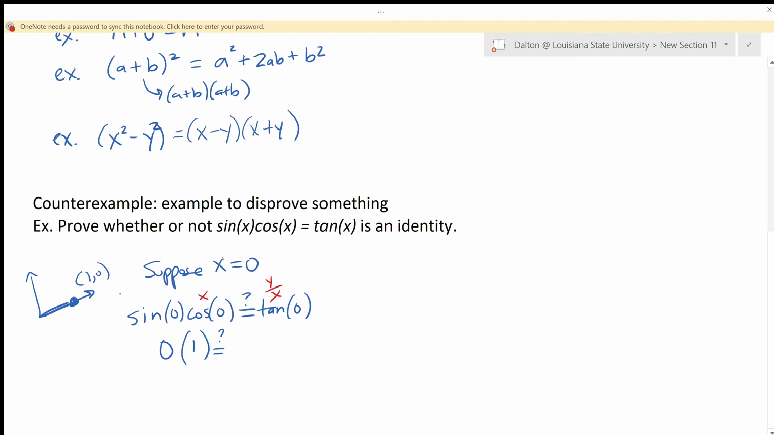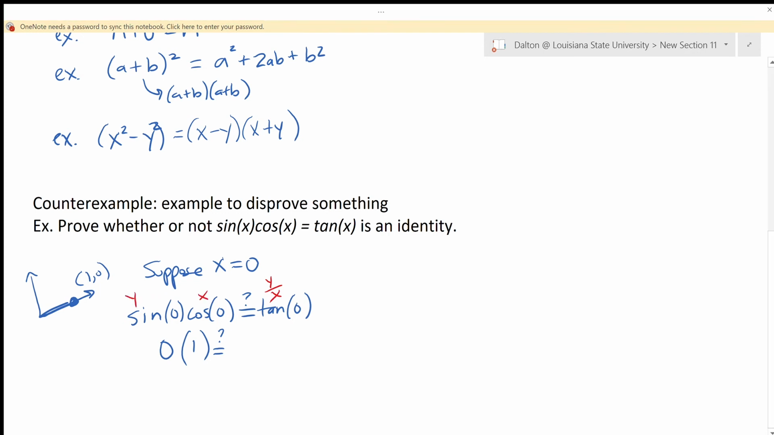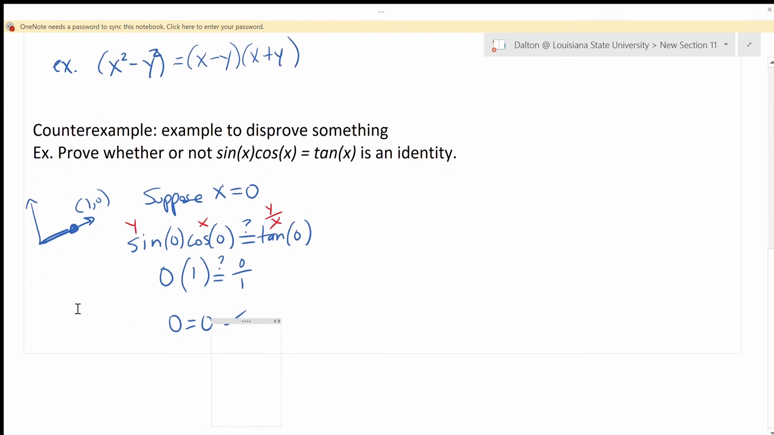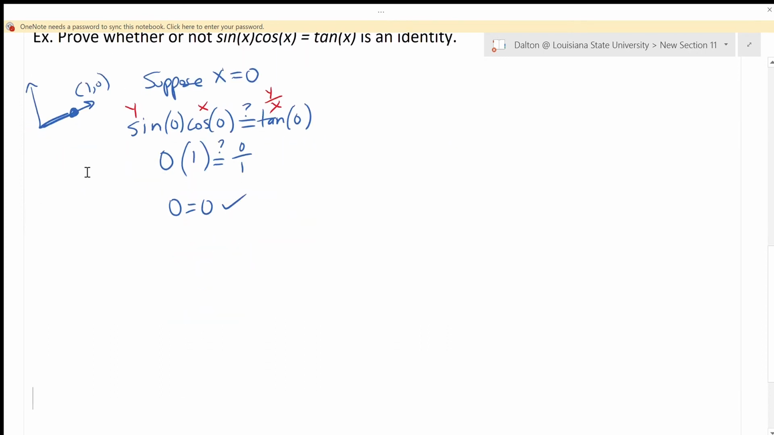Cosine was the x, sine is the y. So if we think about it as slope, or just doing y over x, that's going to be 0 over 1. So is this a true statement? Yeah, 0 does indeed equal 0. So what that means is you haven't proven a doggone thing. You've plugged in something and it's true, but you haven't proved it works for every case, because in order to do that, you'd have to do a lot more than just plug in a value. We're trying to find a counterexample though.